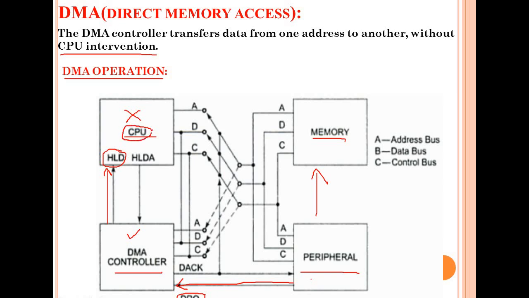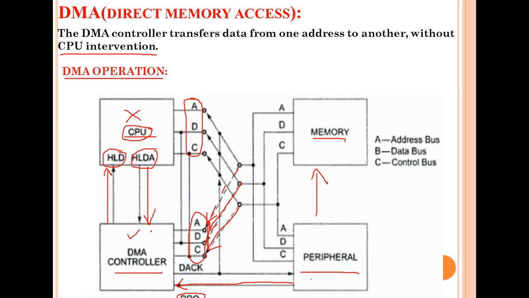The CPU will release all the buses, these are the address bus, data bus and control bus, which are under the control of CPU, and replies to the DMA controller with a hold acknowledgement signal. It releases all the buses under its control and gives them to the DMA controller, saying transfer the data from peripheral to memory by taking the buses into your control, and the CPU will simply do its work.